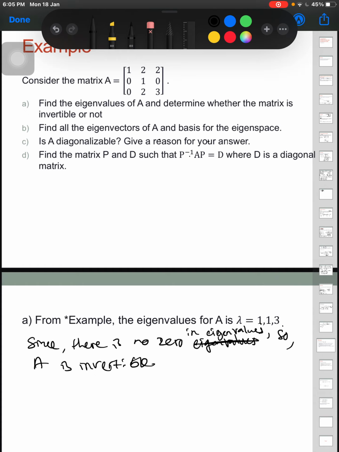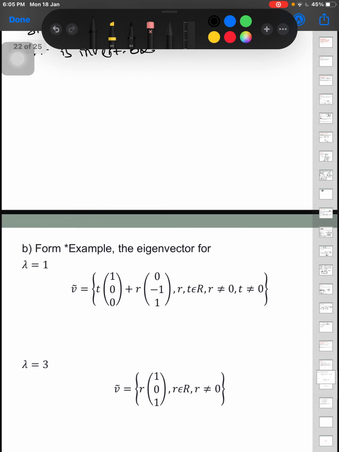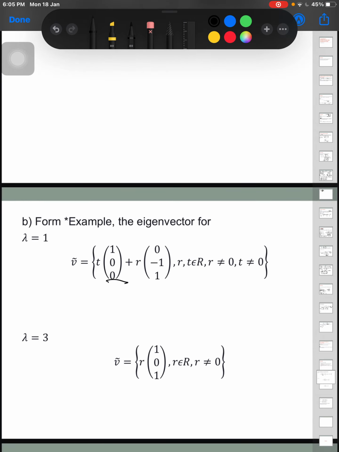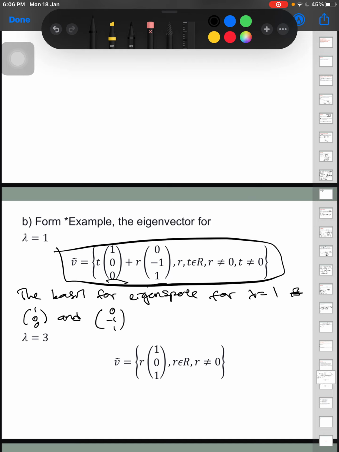Okay, so B, find all the eigenvectors of A and basis for eigenspace. Okay, so from star example, the eigenvector for lambda equal to 1 is this one. Okay, so ni lah eigenvector dia. Okay, so therefore the basis for eigenspace for lambda equal to 1 is 1, 0, 0 and 0, negative 1, 1.